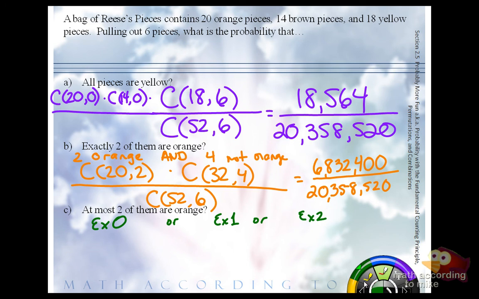Correct. So each of these exactlies are going to be their own fraction, and the or means we're going to add them up. Good news. Part of part C is already done. Exactly 2 is what we did in part B. Out of the 20 orange, we're picking 2. And out of the 32 that are not orange, we're picking 4. Out of the 52, we're picking 6.